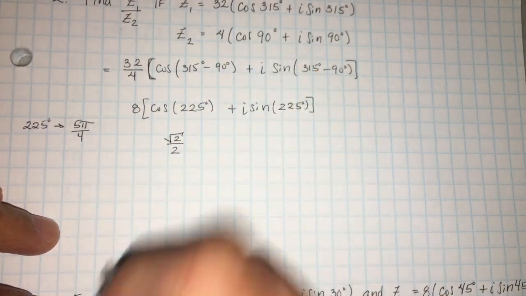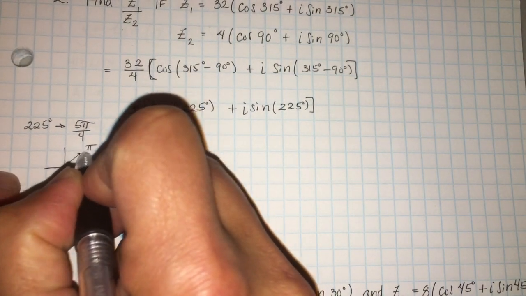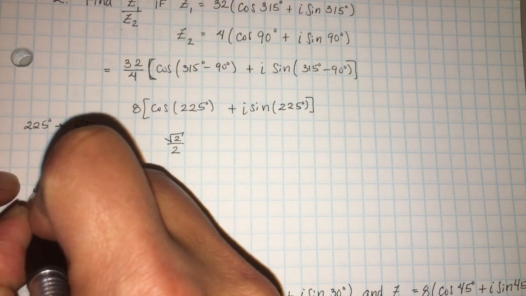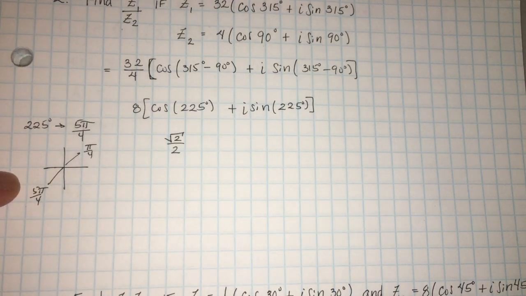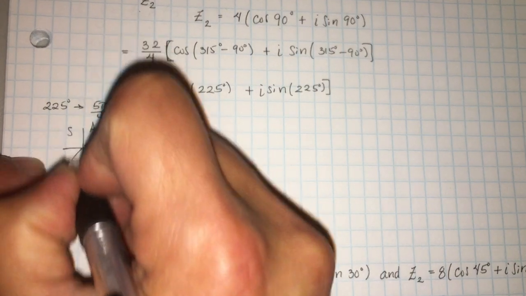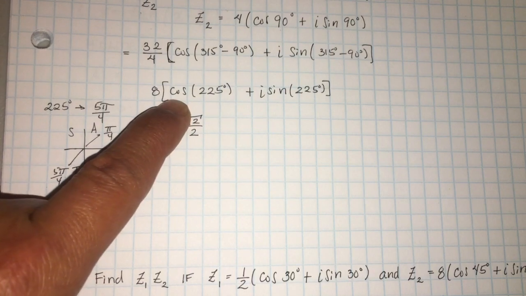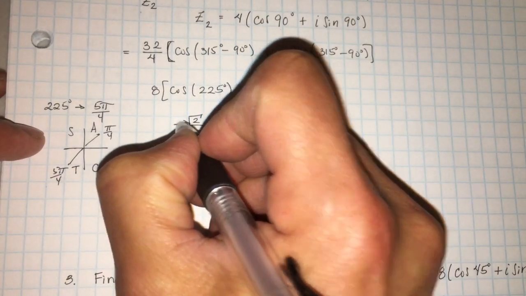The problem is, is it positive or is it negative? Well, pi over 4 is over here. 5 pi over 4 is in the third quadrant, over here. All Students Take Calculus: only the tangent is positive. Well, that's not tangent. So this guy's going to be negative.